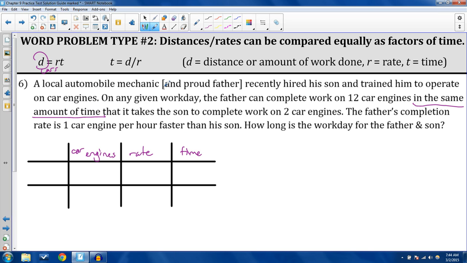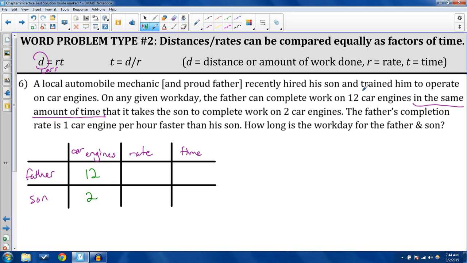Here we go. A local automobile mechanic and proud father recently hired his son and trained him to operate on car engines. On any given workday, let's assume they work the same amount of time here, the father can complete work on 12 car engines in the same amount of time that it takes the son to complete work on 2 car engines. So the son's still in training a little bit. He's still a novice. That's all right. The father can complete 12 car engines in his own given time. The son can complete 2 engines in the same amount of time. Okay, these are the distances for which they can travel or cover.